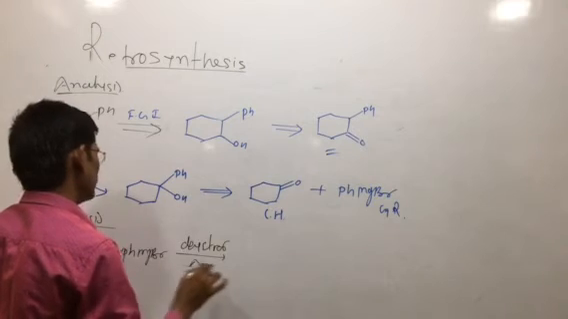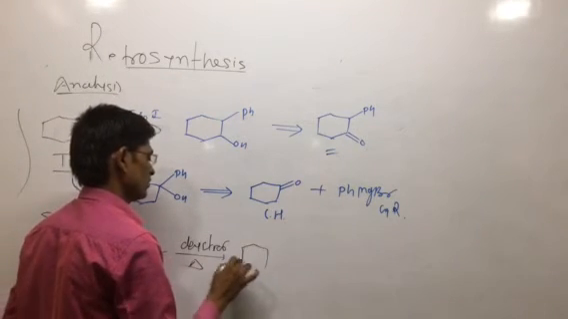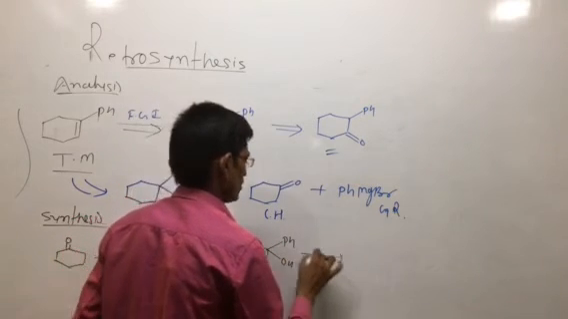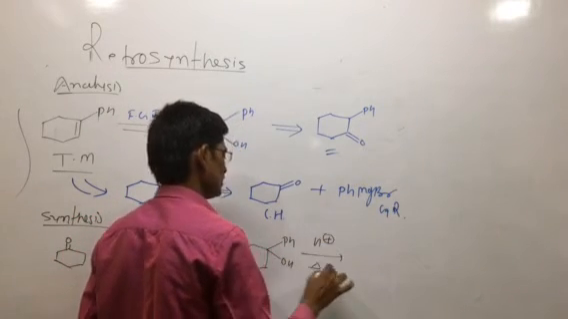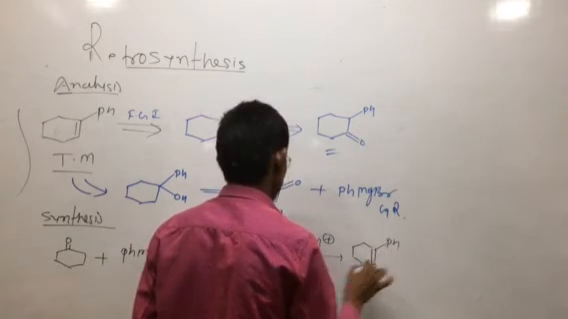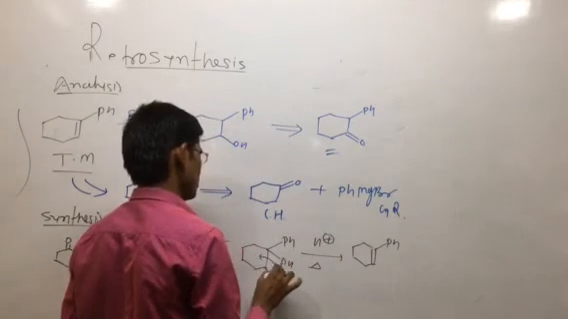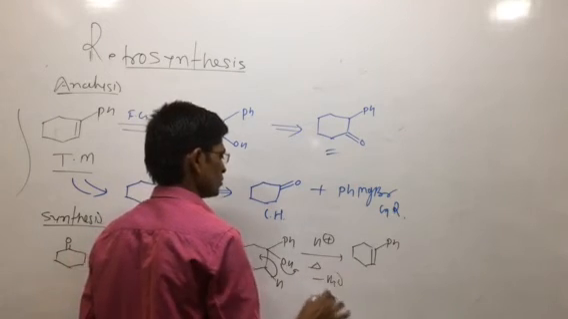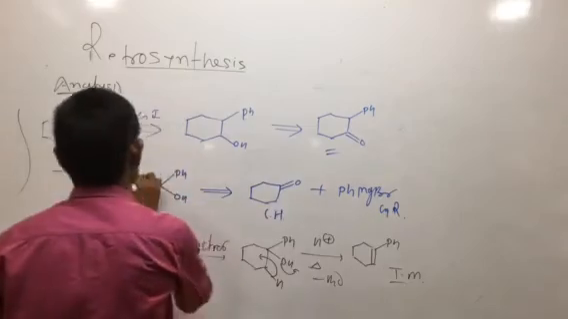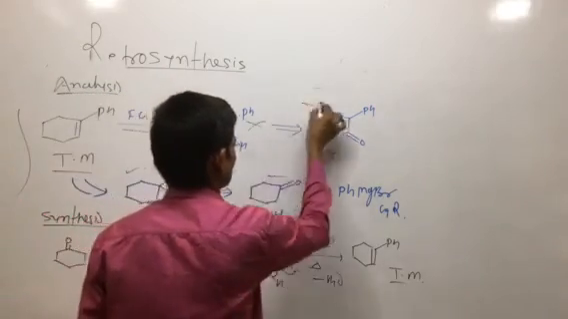Then there is formation of this type of species, this OH and this Ph. In presence of H+ and heat, there is loss of water molecule, dehydration takes place, hydrogen atom from here, OH from here, minus H2O, and formation of the target molecule. That's why this route is correct. This is not the best route.